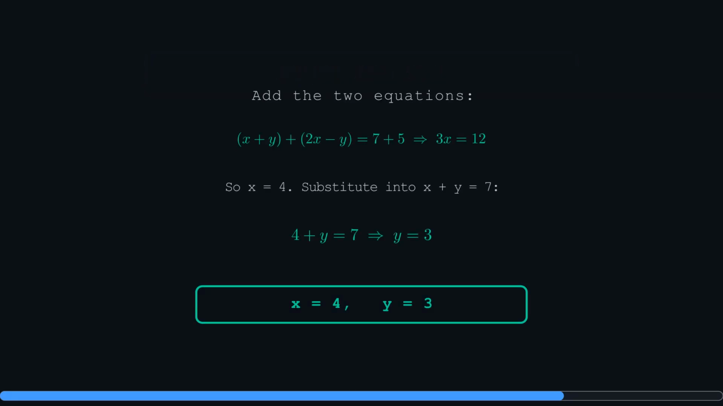Adding the two equations cancels the y terms. 3x equals 12, so x equals 4. Substituting back into x plus y equals 7 gives y equals 3.